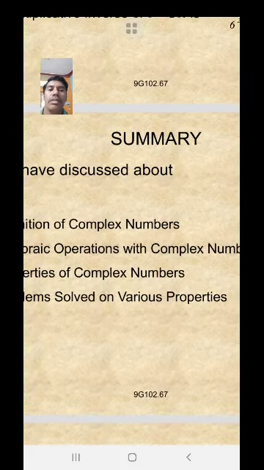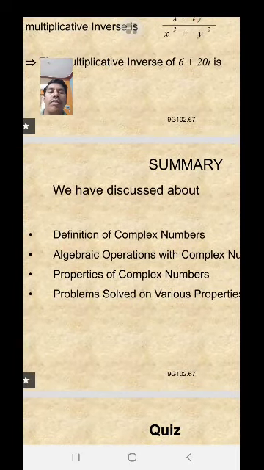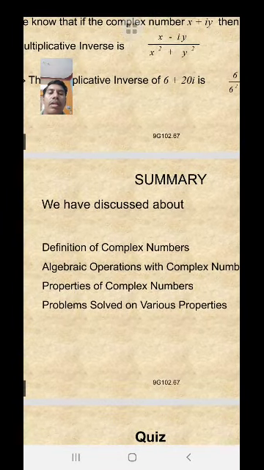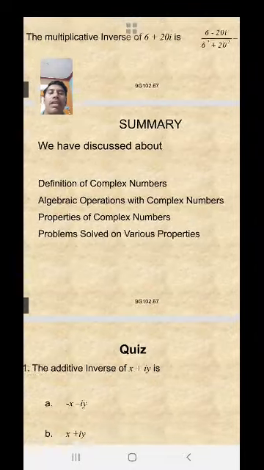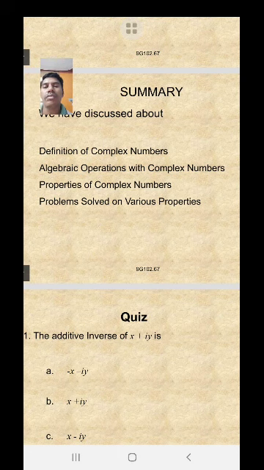Next, summary. We have discussed the definition of complex numbers, algebraic operations with complex numbers, properties of complex numbers, and problems solved on various properties.